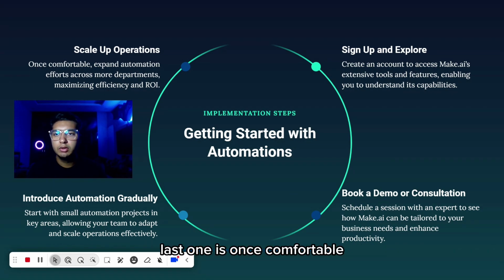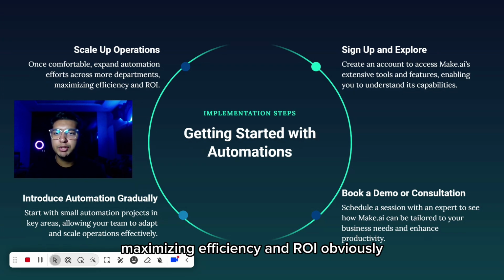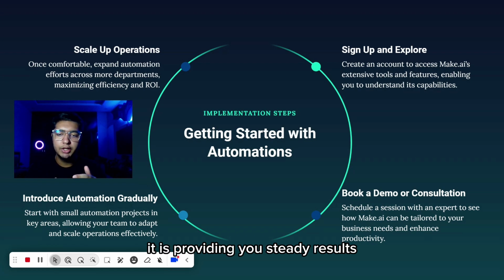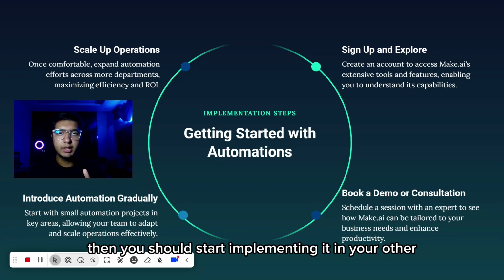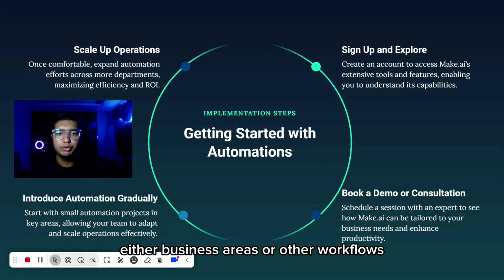The last one is, once comfortable, expand automation efforts across more departments, maximizing efficiency and ROI. Obviously, once you see that in one area your automation is working great, it is providing you steady results, maybe it's saving you a lot of time, maybe even a lot of headache, then you should start implementing it in your other business areas or other workflows.